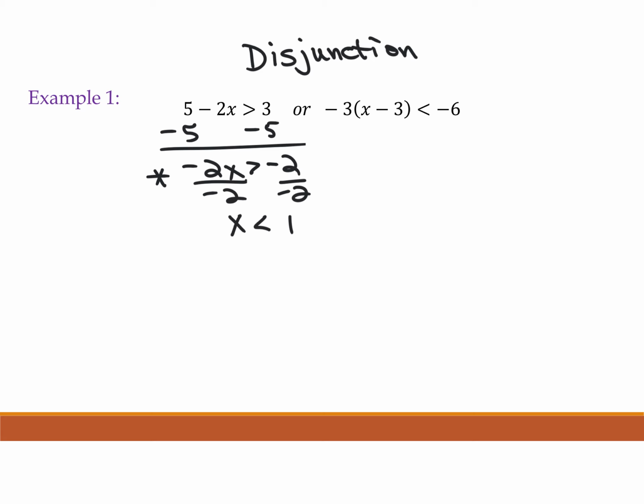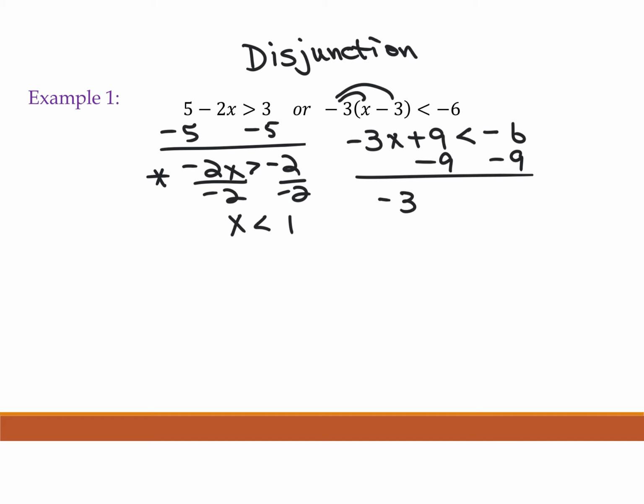so I get x is less than 1. On the second inequality, I am distributing, so this would become negative 3x plus 9 is less than negative 6. I'm going to subtract 9, and I get negative 3x is less than negative 15. Divide by negative 3, which again, I have to flip that inequality, and I get x is greater than 5. Once I have my 2 inequalities solved, I am going to graph.